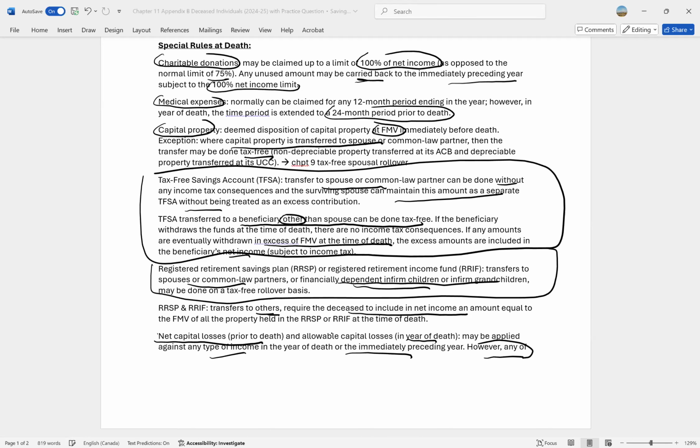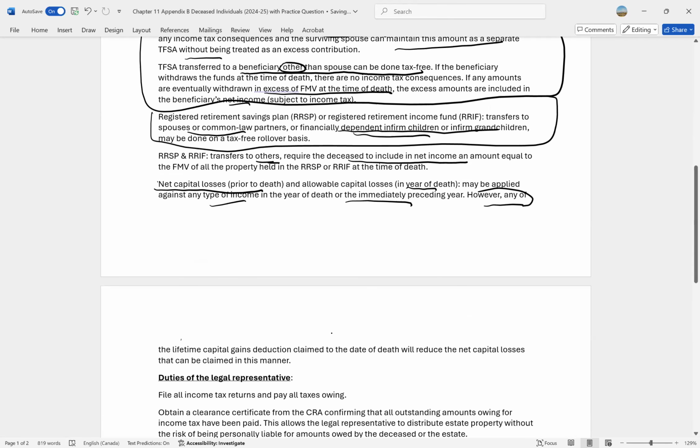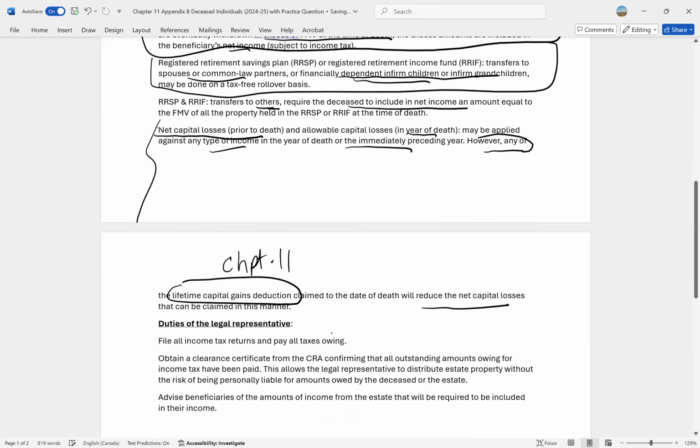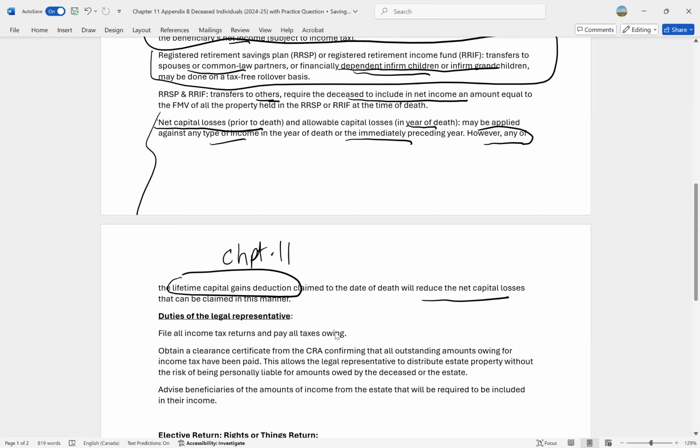However, there's one caveat. If the taxpayer had used up any of their lifetime capital gains deduction, then that could limit the amount of the net capital losses that can be used against any other type of income. The lifetime capital gains deduction is something we'll see in Chapter 11. I'm going to do an example of this concept in a couple minutes. So we'll get back to this concept of using up your net capital losses in the year of death. I'll come back to that in a second.